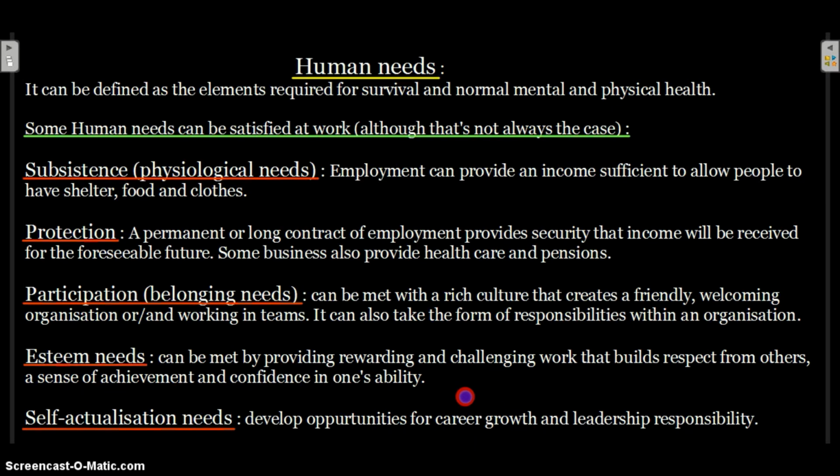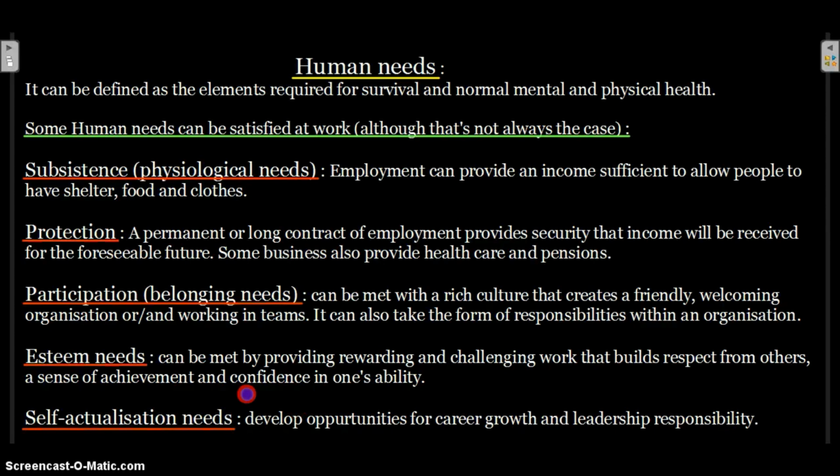So as I was saying, these are your self-esteem needs. You need to be rewarded for your work. You need some challenge. Some employees, not all, need challenging work through which they can build respect from others. So they want some challenging work: I've done so much challenging work, now others will respect me, I'll be rewarded, and you will have a sense of achievement and confidence in your own ability.